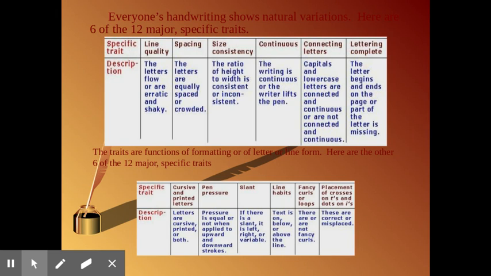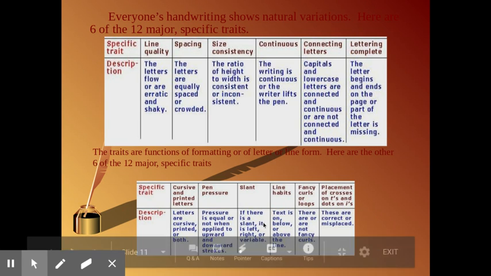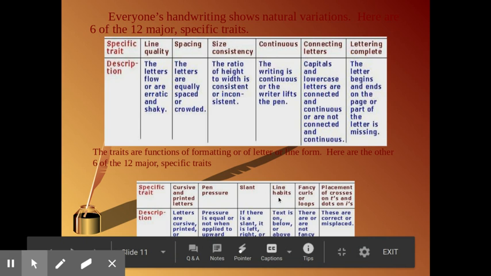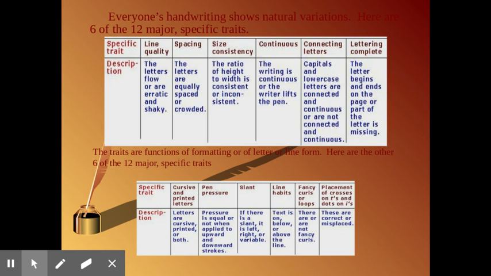The pen pressure: do you write real dark or do you write very light? I've had students that write so light I can hardly read what they write. The slant, so the angle of the slant of your letters, can be consistent. Line habits: the text is on, below, or above the line. Do they have any fancy curls or loops? When they make their G, does it have a real big loop at the bottom? And are there any misspelled things?